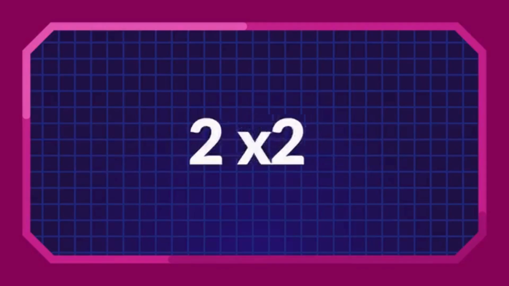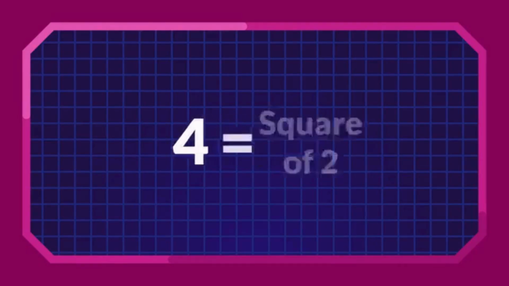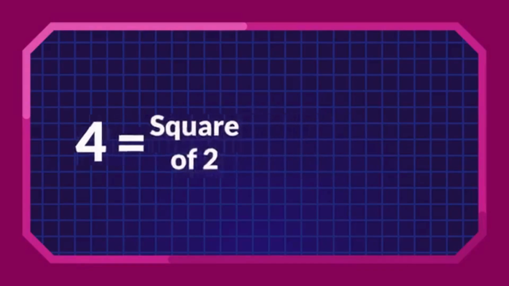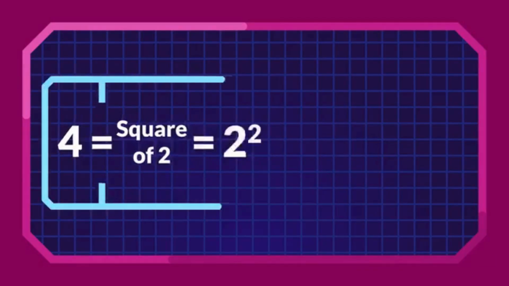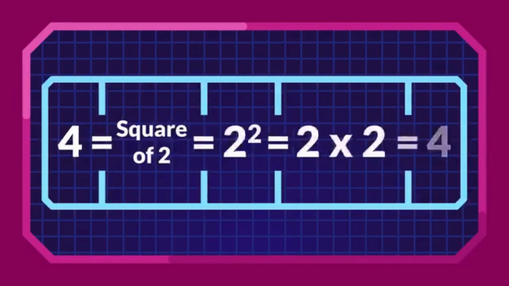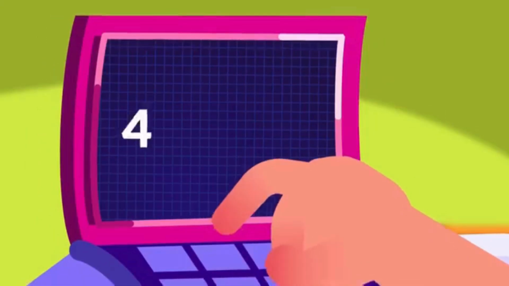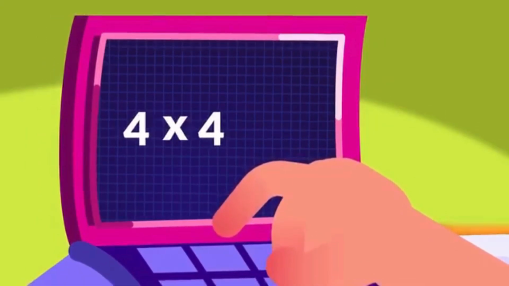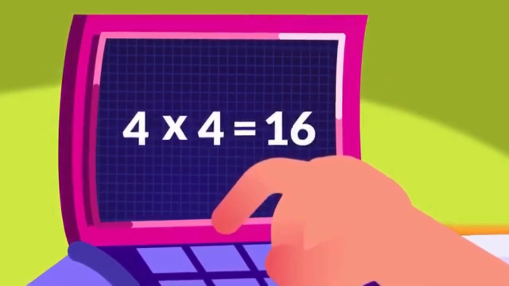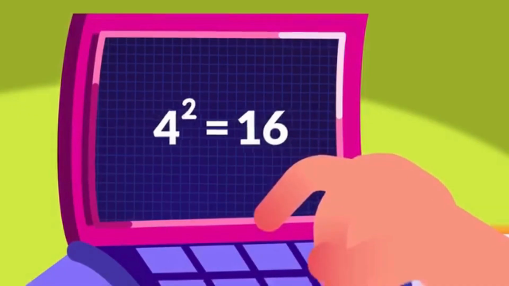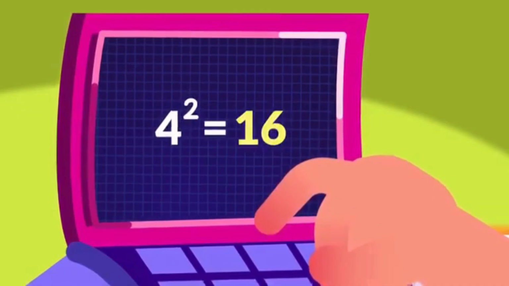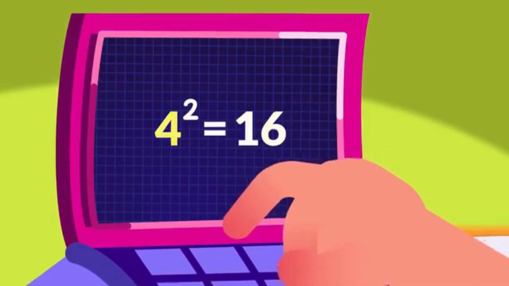For example, if we multiply the number 2 by itself, that is 2 by 2, we will get 4. Now 4 will be called the square of 2. It is written as 2 squared equals 4, which means the same as 2 times 2 equals 4. Similarly, if we multiply 4 by itself, that is 4 by 4, the product will be 16. This can also be written as 4 squared equals 16. We can say then that 16 is a square of 4.